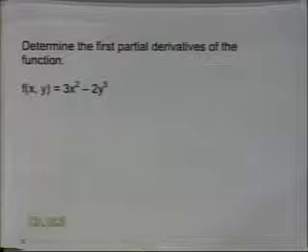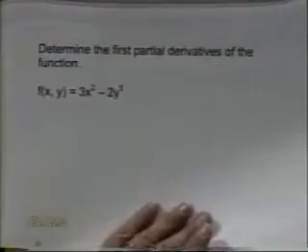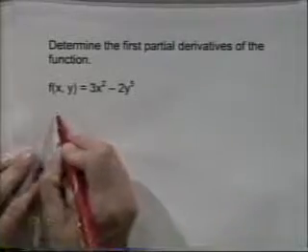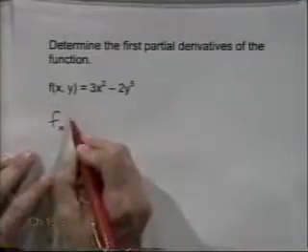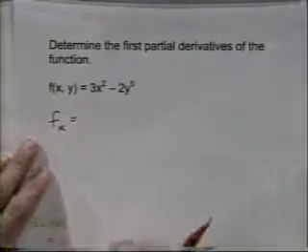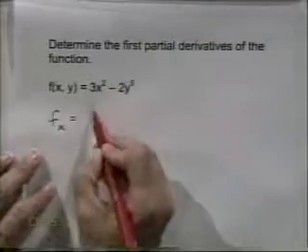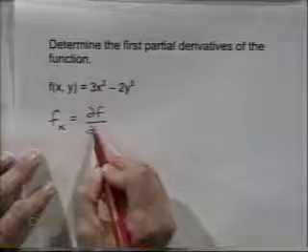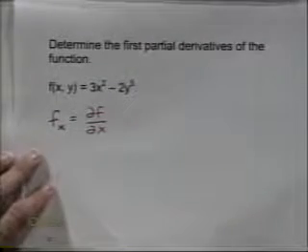Okay, so first example that I want to do. Determine the first partial derivatives of the function f of x, y equals 3x squared minus 2y squared. Now, the first partial with respect to x, in your notes, I wrote it this way. I tend not to use that notation. It was just easier for me in terms of typing the visuals. I also could write it as partial of f with respect to x.